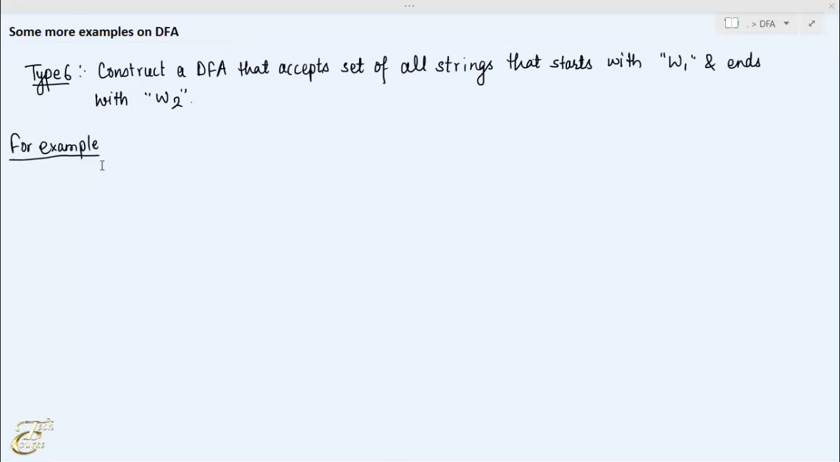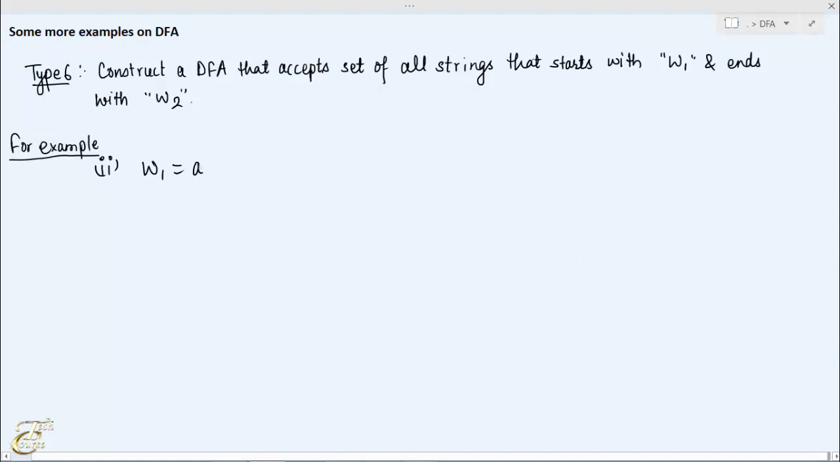Let's see one more example of this type where w1 equals A and w2 equals B. This means that we have to design a DFA that accepts the set of all strings that start with A and end with B. So let's find the basic string that belongs to this language. The basic string that belongs to this language is AB.